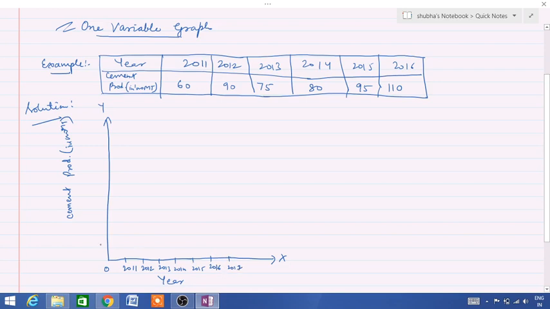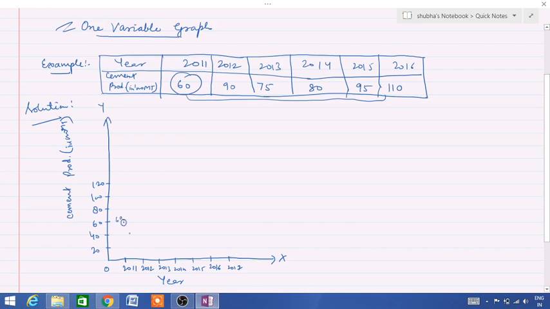Now for the cement production, we can take 20, 40, 60, 80, 100, 120. This scale we can decide by taking into consideration the cement production that has been given, right? With the help of this 20, 30, we can easily mark it. Now here in 2011 the production was 60. In 2011 we'll mark it on the 11, not in between. On 11 we'll make a point here and we'll circle it.